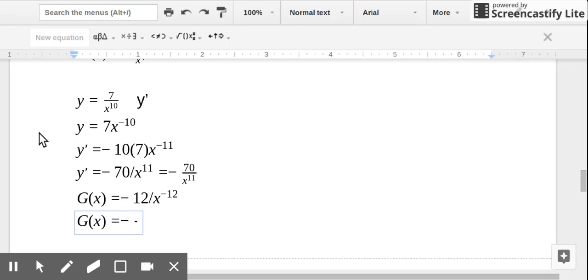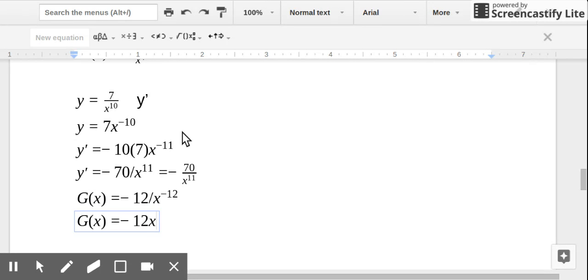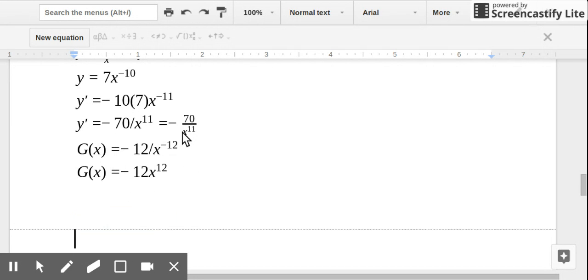I'm going to bring that negative out front. We want to rewrite this. So this x to the negative 12th is down in the denominator. We take it to the top, and it becomes x to the 12th power. All right, so this was that trick I was telling you to be careful about. And now we're going to find that derivative.